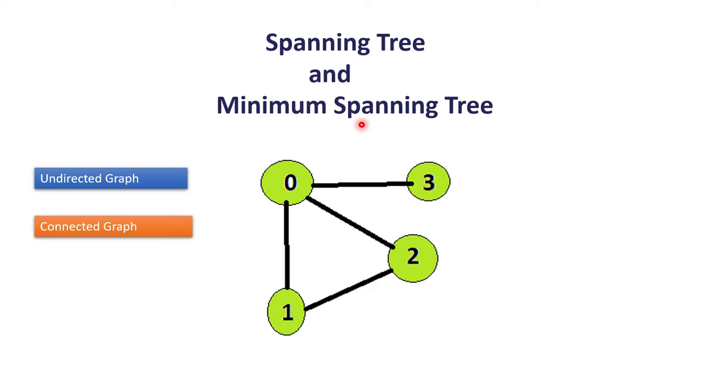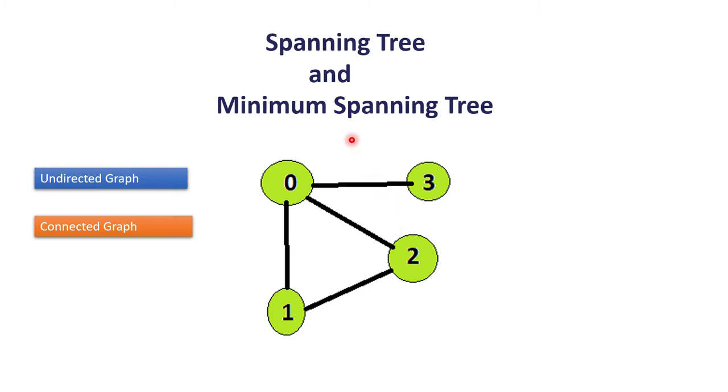Now what is a connected graph? A connected graph means there should always be a path from any node to any node. From any vertex to another vertex, there should always be a connection. Suppose I want to go from 1 to 3, there should always be a path, maybe from 2 to 0, then 0 to 3.